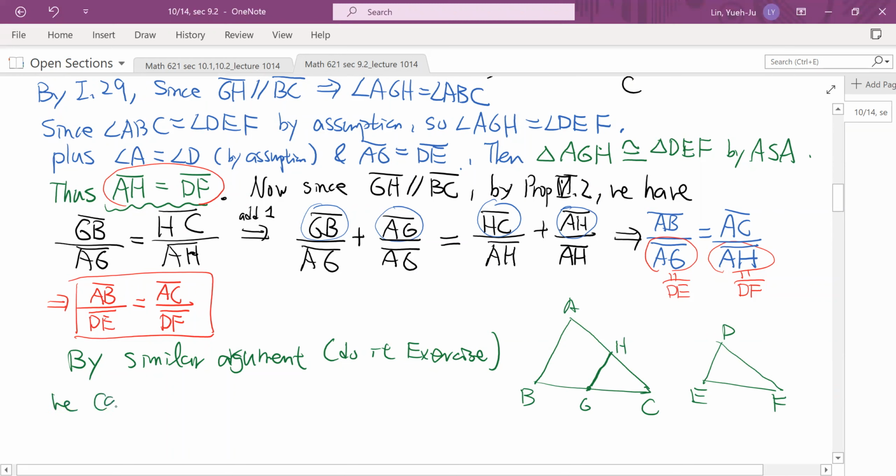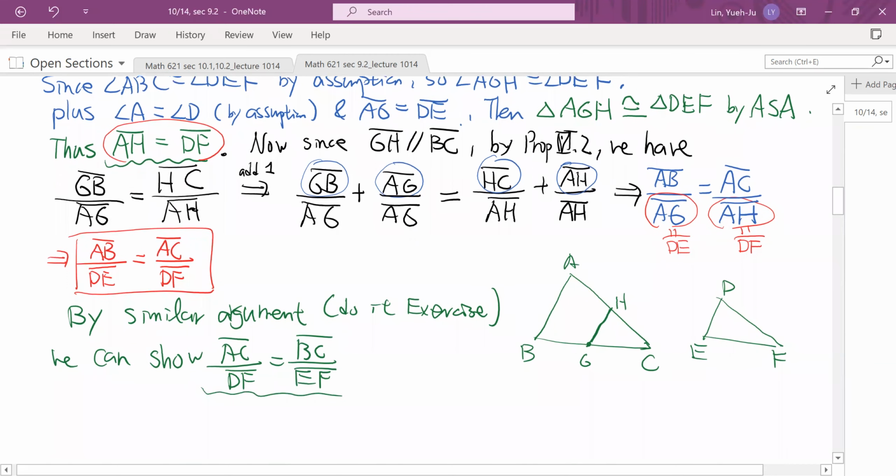So by similar argument, we can show the second part of the proof, the second part of the ratio. So once you prove this, then you have all the ratios, right? So you have AB over DE equals AC over DF equals BC over EF. Then that's how you complete the whole thing. So the second part, I'm going to leave you to do, to mimic what we have done.